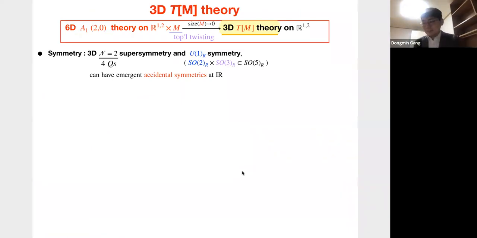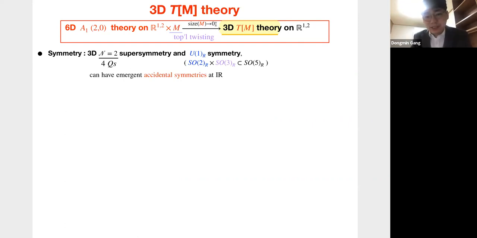So this is a little technical in some parts. Let me briefly review this 3D TM theory, the 3D theory labeled by the 3D manifold choice. It is defined as starting from the 6D A1 type of (2,0) theory. This describes the worldvolume theory of two M5-branes. So this is the six-dimensional M5-brane theory, compactified on the internal 3D manifold called M.